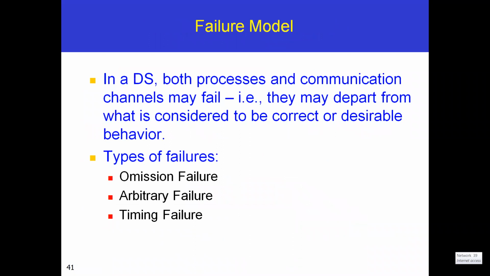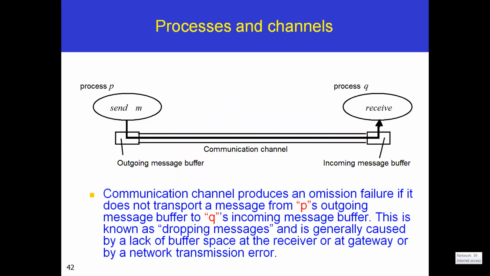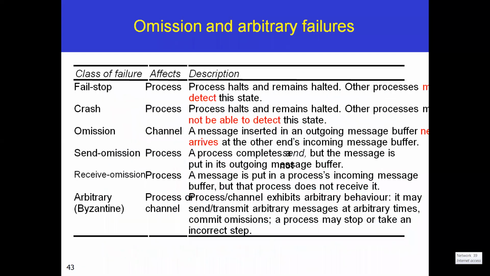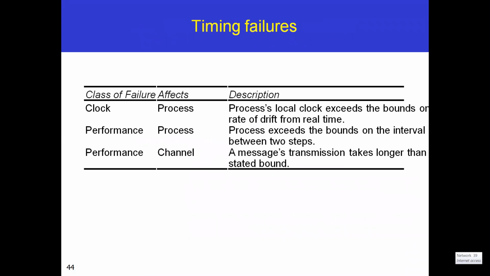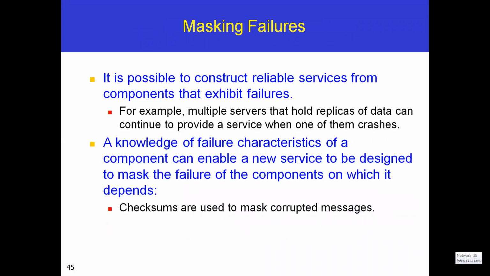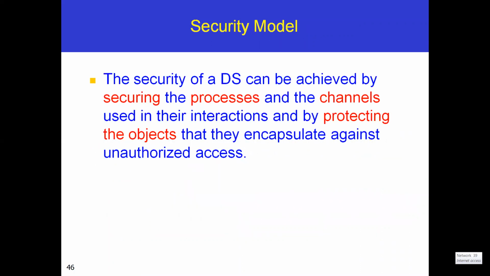Next, we discussed three types of failures: omission failures, arbitrary failures, and timing failures. This diagram represents the classification of omission failure and arbitrary failure. After that, we discussed timing failures and masking failures also. In today's class, we are going to start the next model. The interaction model we have completed, and the next model, the failure model, we have completed.